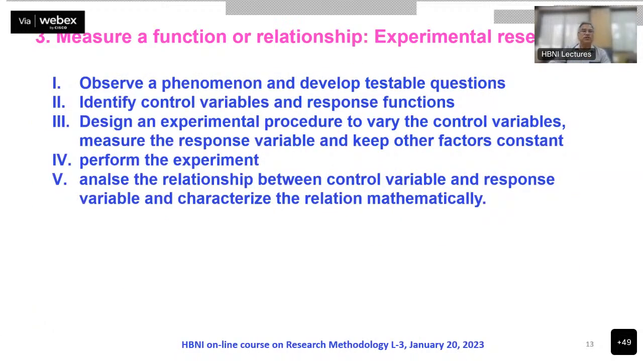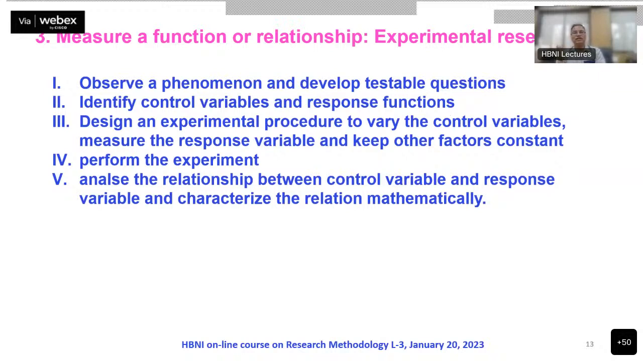The third type of research is to measure a function or a relationship. Again, this is experimental research. So you are measuring cause and effect, or a functional relationship between two quantities. So observe a phenomenon and develop testable questions. Identify control variables and response functions. For example, the effect of fertilizers on the growth of plants.